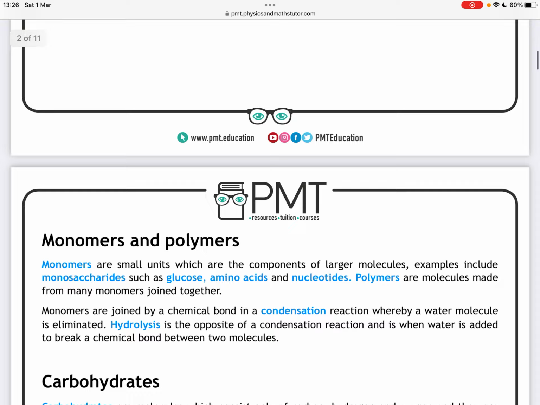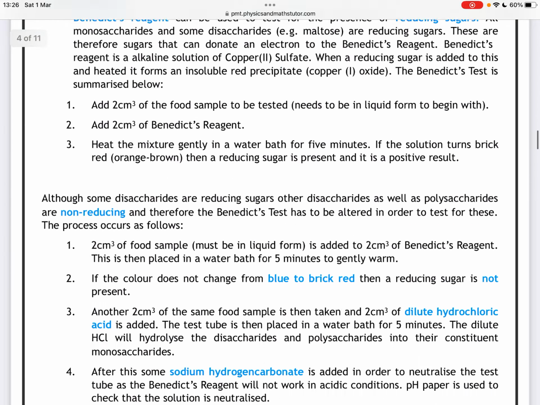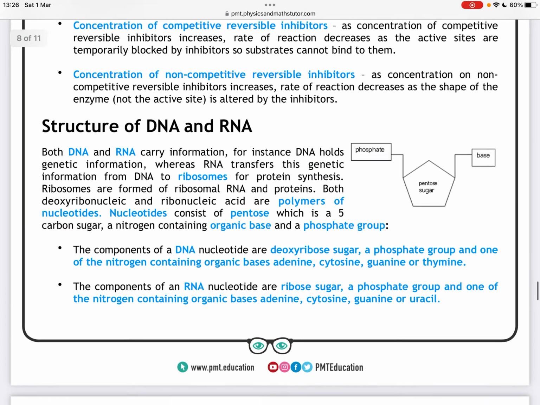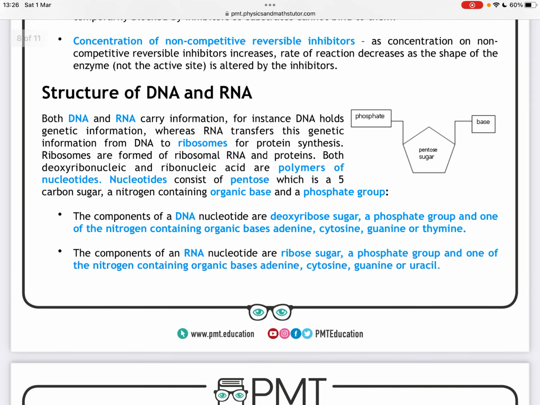Let's go back, starting with the DNA and the RNA. What do you know about them, and what are the similarities? First similarity is that both DNA and RNA carry information. For instance, the DNA holds the genetic information, whereas the RNA transfers this genetic information from the DNA to the ribosomes for protein synthesis. Here, the ribosomes are formed of the ribosomal RNA and proteins.